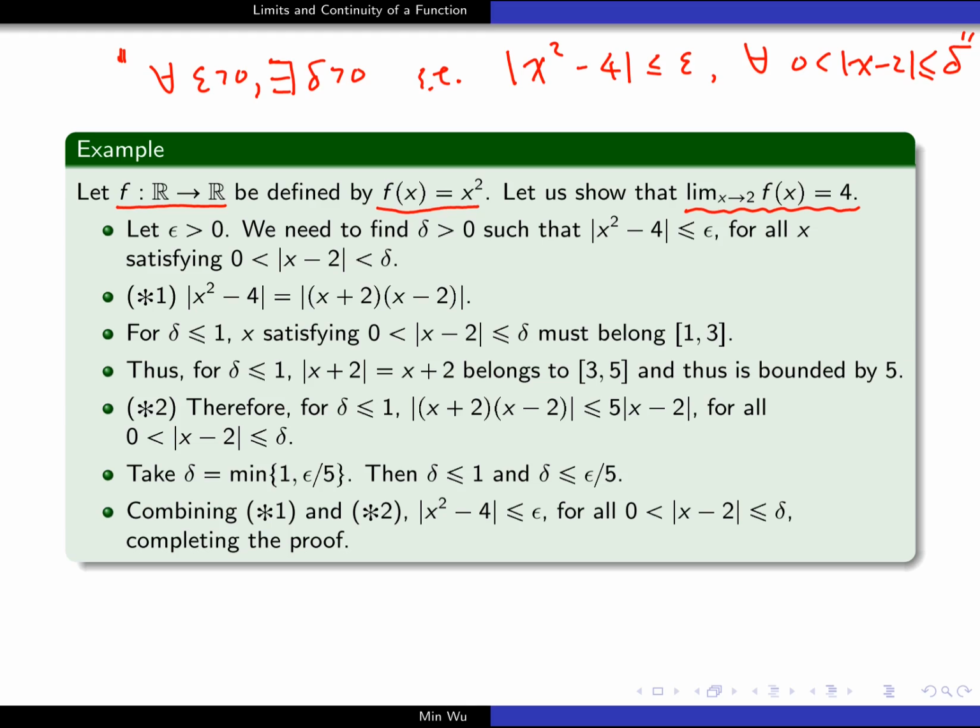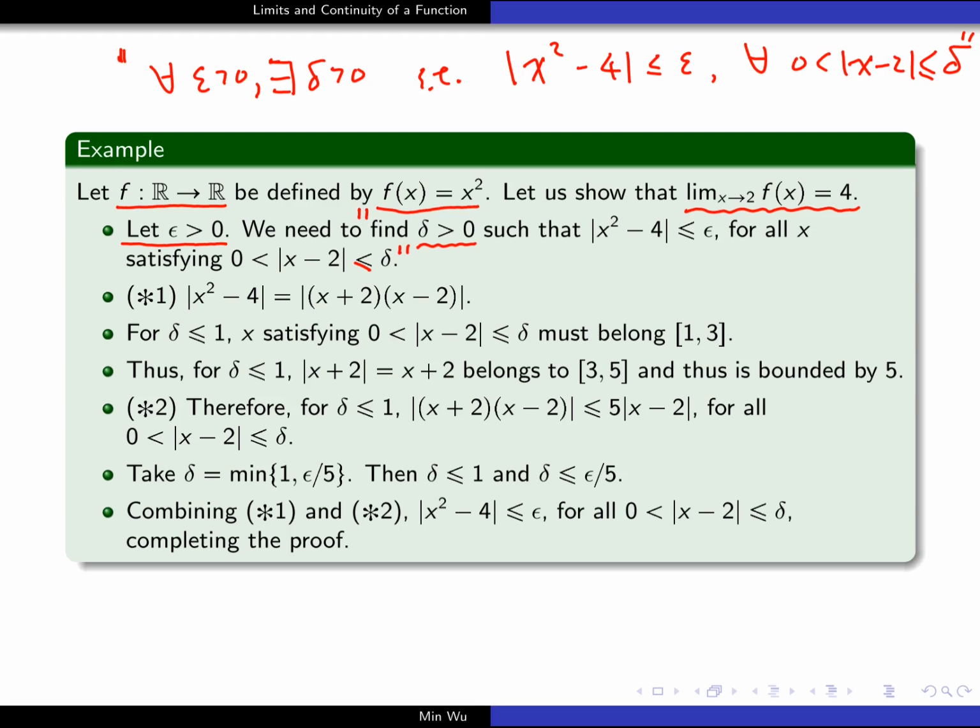As we did in sequences, first we let epsilon be greater than 0, and then we try to find a delta corresponding to epsilon, such that the required inequality holds under the required condition. So this is what I wrote here, according to my definition. We need to find delta greater than 0 such that the absolute value of x squared minus 4 is less than or equal to epsilon for x satisfying 0 less than the absolute value of x minus 2 less than or equal to delta. Delta is our goal; we need to find such a delta.